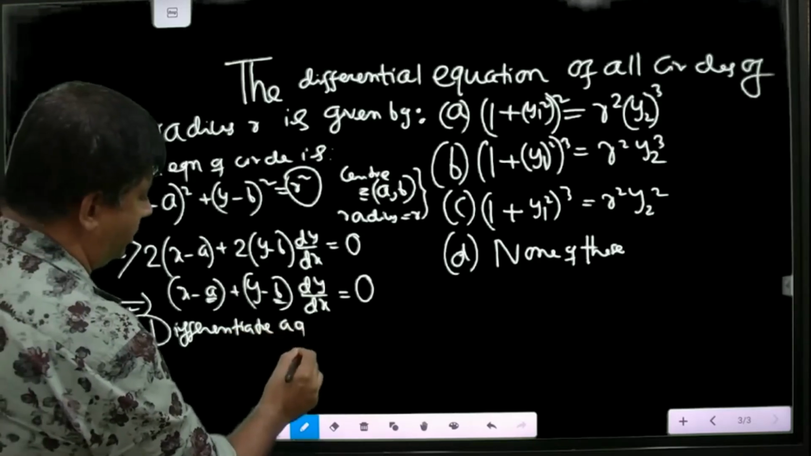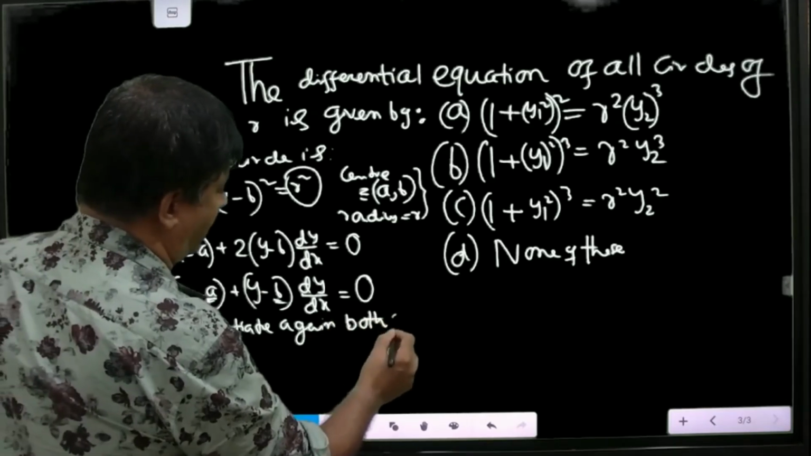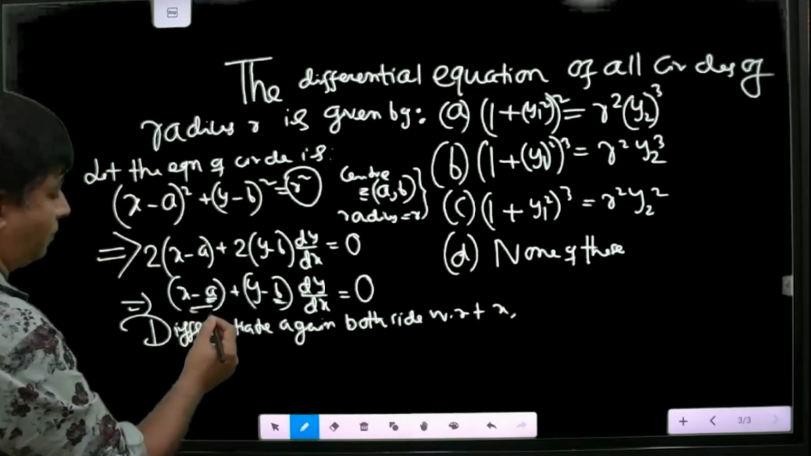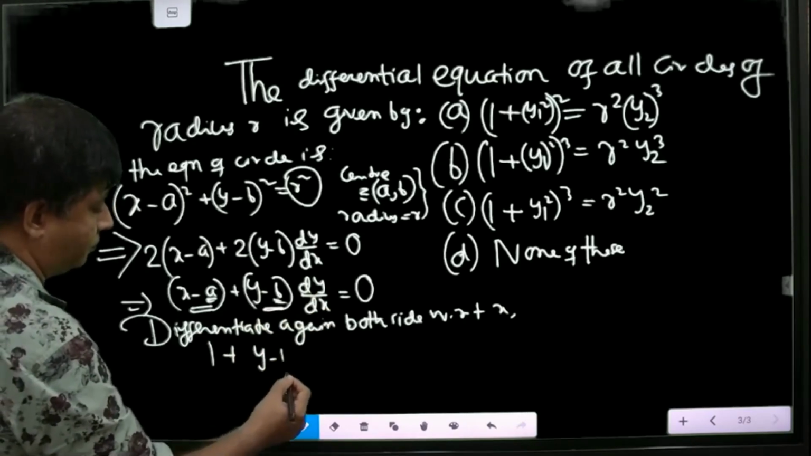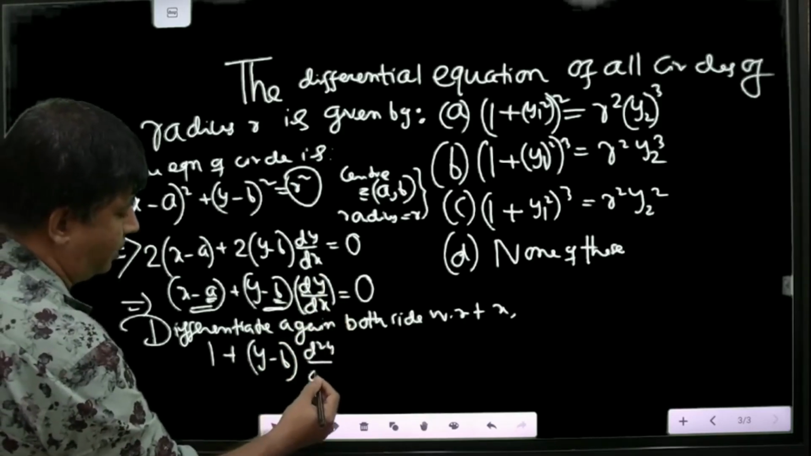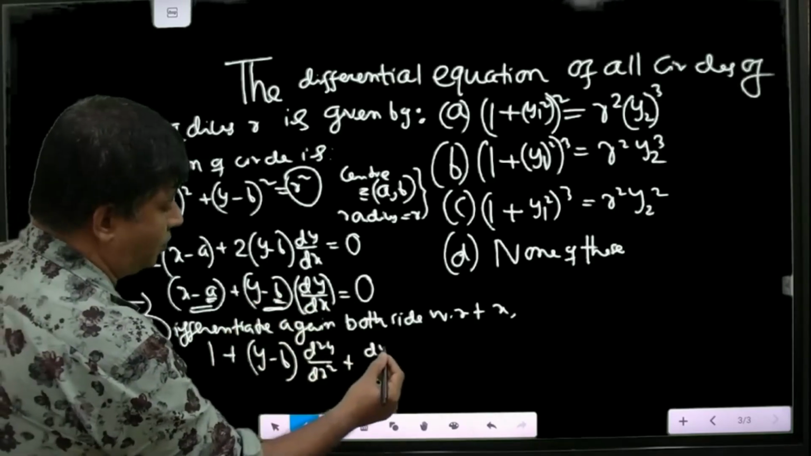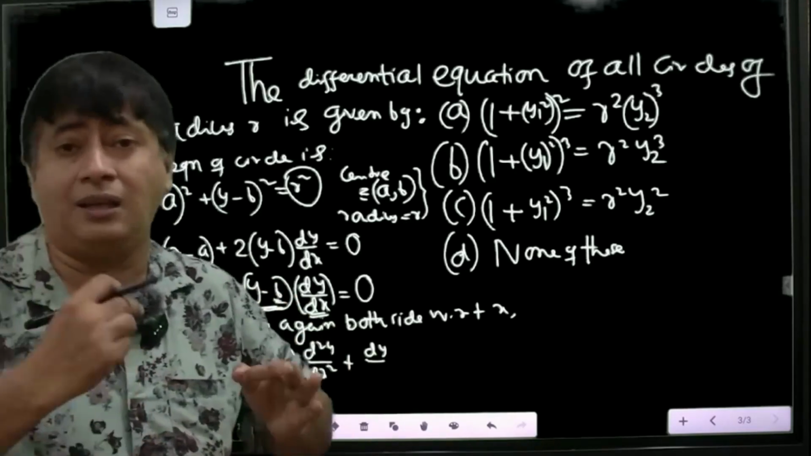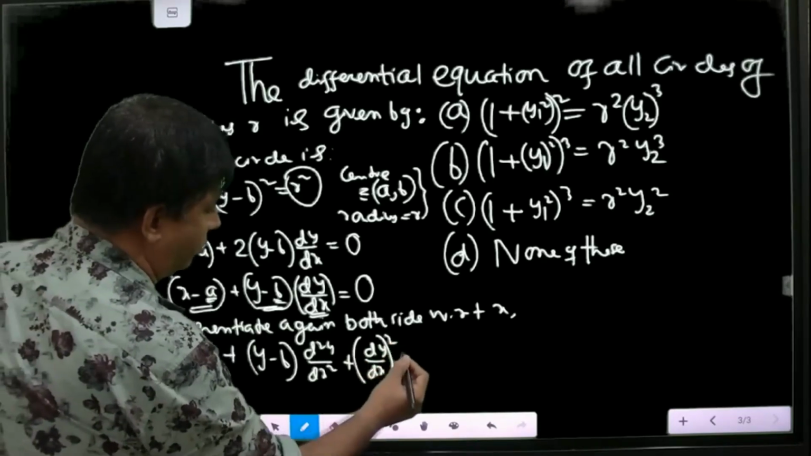Differentiate again both sides with respect to x. This part will become 1. This part will follow the UV method. dy/dx differentiation is d2y/dx2, and this part will give you dy/dx fixed, and this part's differentiation will bring another dy/dx, and both product is dy/dx whole square.